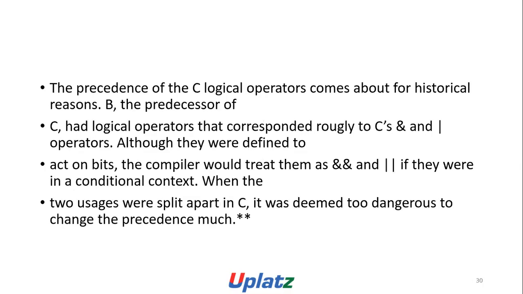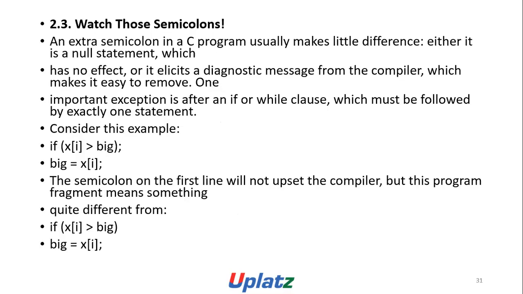The precedence of the C logical operators comes about for historical reasons. B, the predecessor of C, had logical operators that corresponded roughly to C's AND and OR operators, although they were defined to act on bits. The compiler would treat them as && and || if they were in a conditional context. When the two usages were split apart in C, it was deemed too dangerous to change the precedence much.